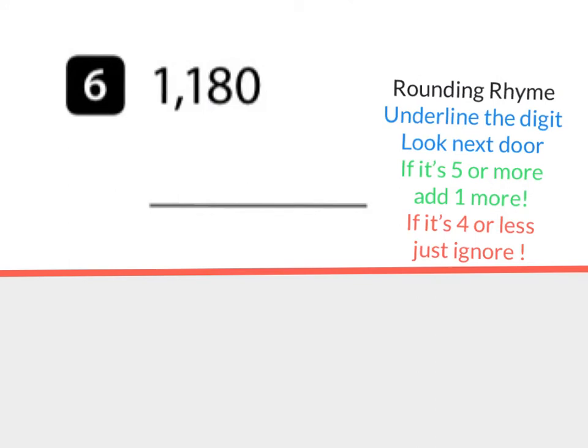Alright, our next one, 1,180 rounded to the nearest hundreds place. You underline your hundreds place. You circle the digit to the right. The circle digit is 5 or greater, so we add 1 more to the hundreds place. All the digits to the right of the underlined digit turn to a 0. All the digits to the left of the underlined digit stay the same. 1,180 rounded to the nearest hundreds place is 1,200.